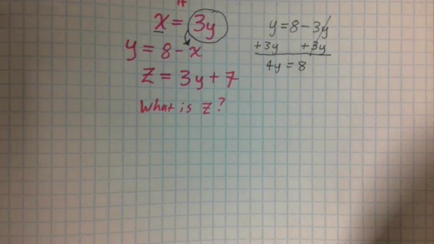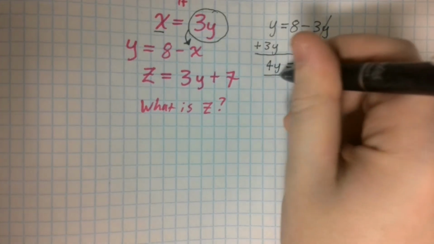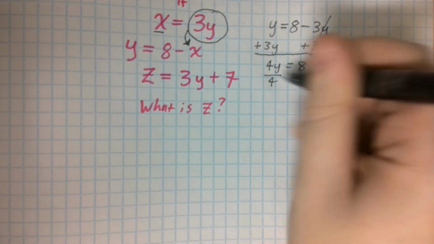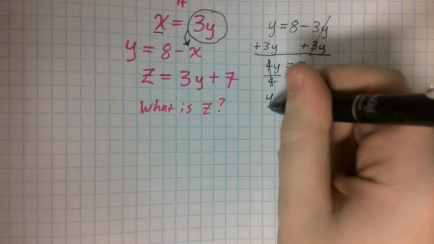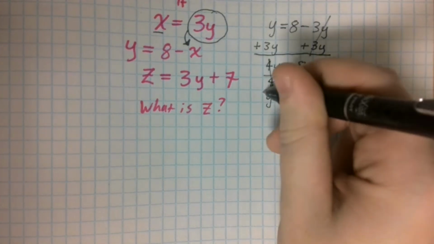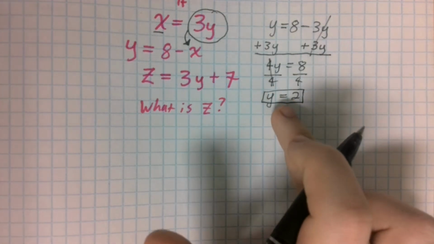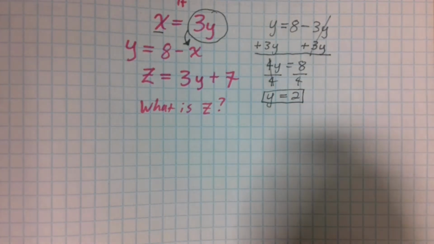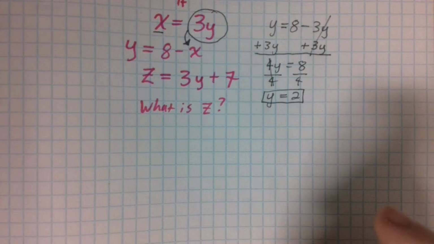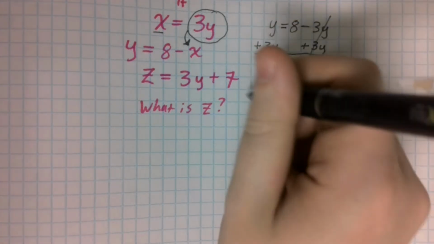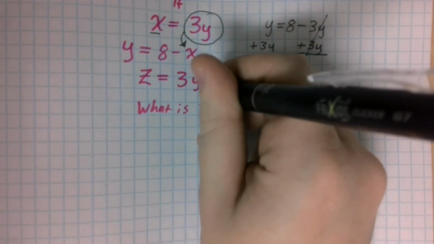Can we solve for y? Yes, if we divide by 4 on both sides, those 4's will cancel out. We end up with y equals 2. We're not done yet, but that's a really good start. Because where can we put this y equals 2? Can we substitute that in anywhere? Yes, we can. We substitute it in all the way over here.